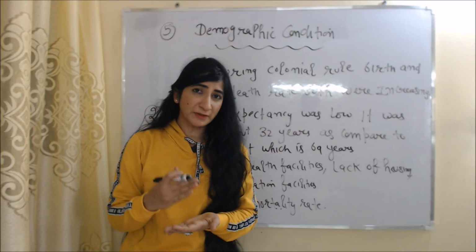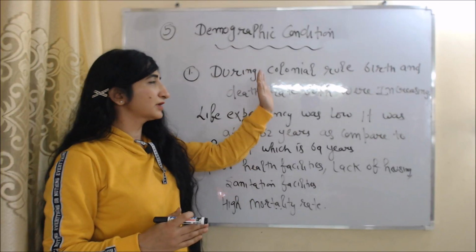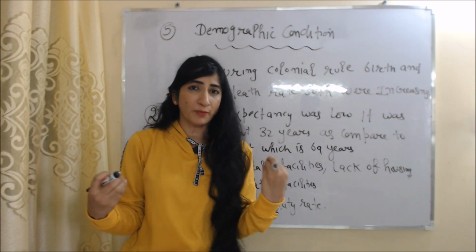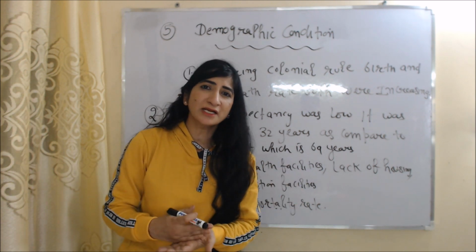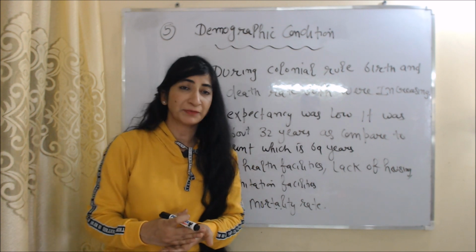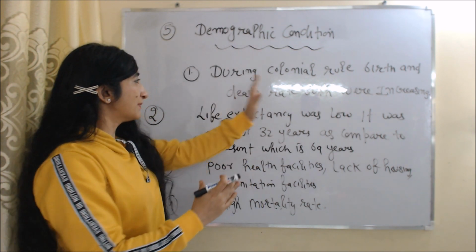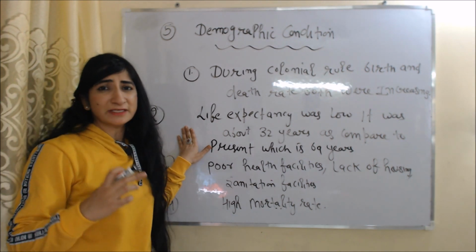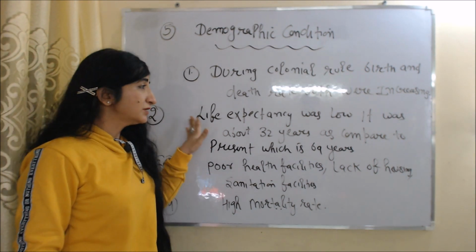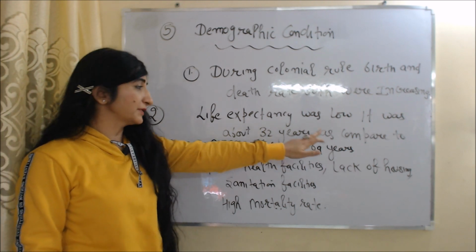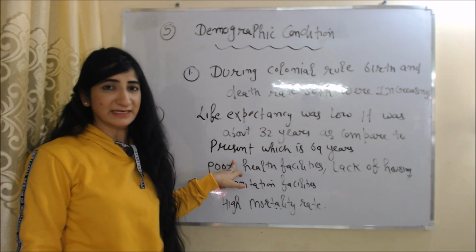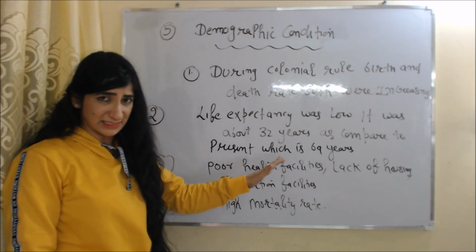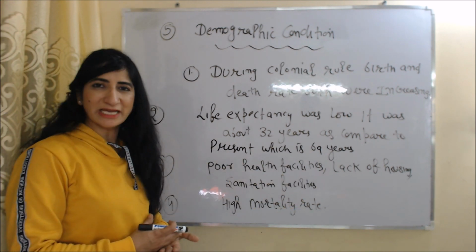Now we will see the fifth part of this chapter, that is demographic condition. Demographic means information about human population based on their income, health, age, and gender. During colonial rule, birth and death rates were both high. Second, life expectancy was very low, about 32 years as compared to the present, which is 69 years. And there was poor health facility, lack of housing and sanitation facility, and a high mortality rate.